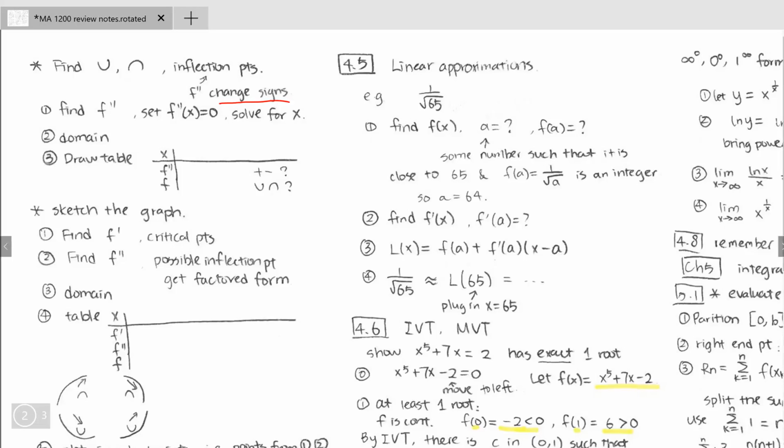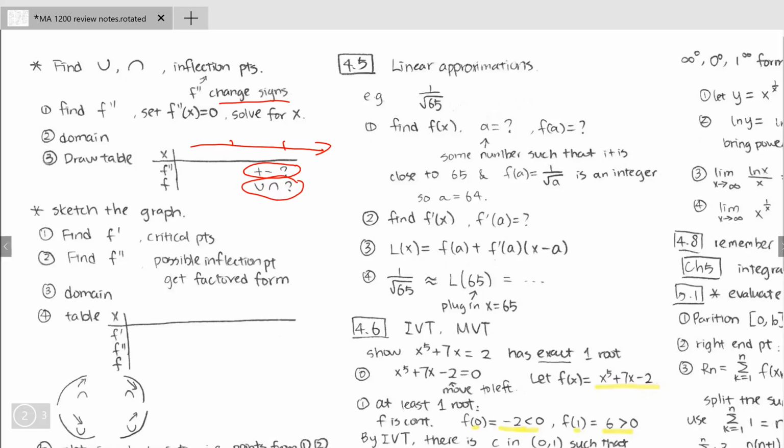So here the first step is find the second derivative, and we factor it completely, set it equal to 0 and solve for x. Sometimes if the second derivative is a quotient, then you set the numerator equal to 0 and the denominator equal to 0 to find all the possible inflection points. And then we look at the domain. Depending on the domain, we draw the domain, and then it's separated by those important points. And for f double prime, we want to answer plus or minus. For f, we want to answer concave up or concave down.